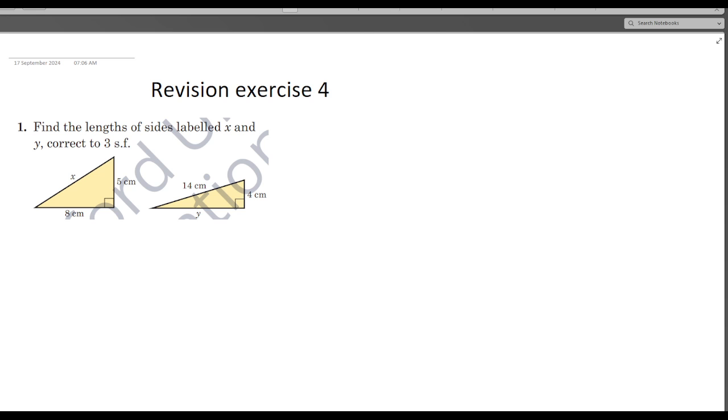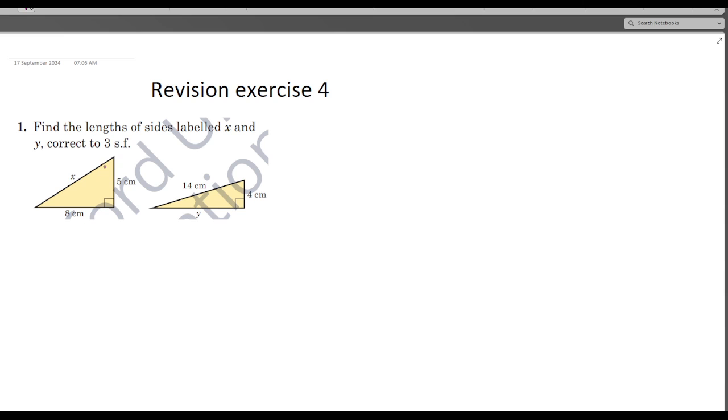Hello everyone. Now we will do revision exercise 4. This exercise is based on trigonometry. Let us do the first question. Find the length of sides labeled x and y corresponding to three significant figures.